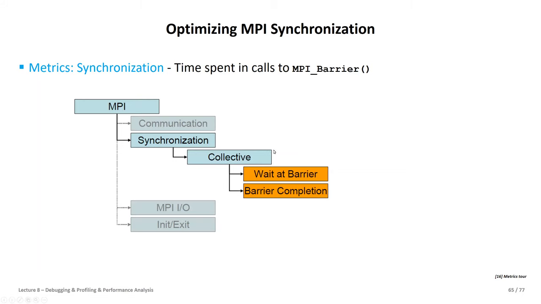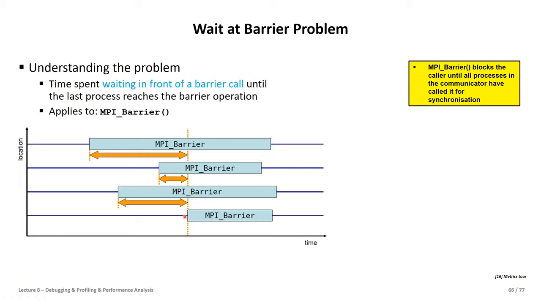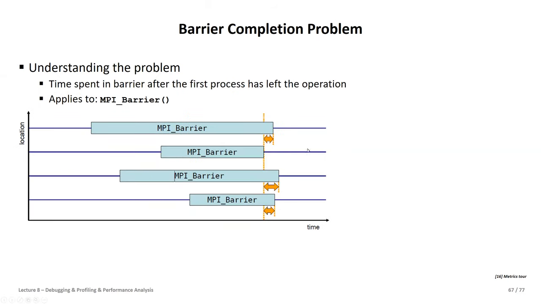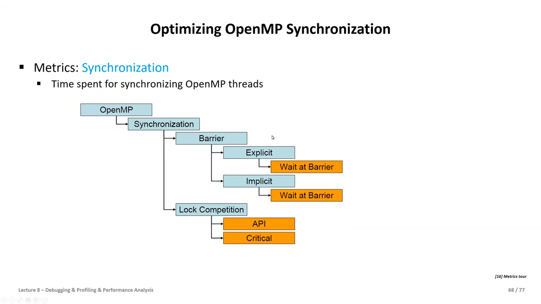Synchronization is the same problem we face here and there with MPI barriers. It's a collective operation, if you remember. We are all waiting in front of a barrier until the last process really reaches it. So they are waiting a long time, which is wasted. And of course, they have the completion problem as well. So it's basically similar elements.